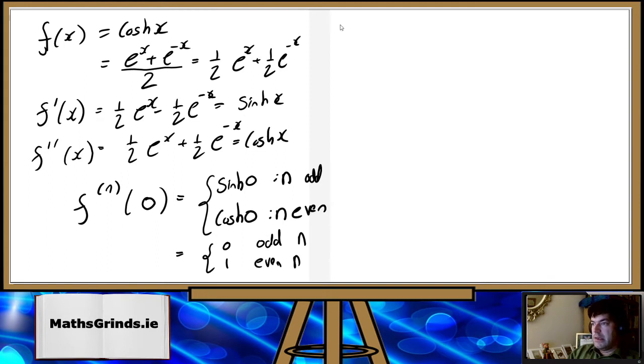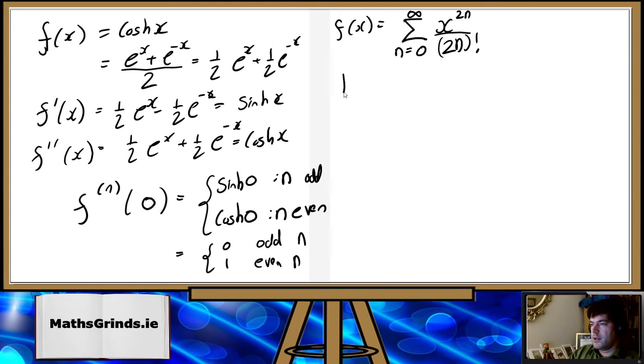So the Maclaurin series would just be all the evens. So that would just be the sum from n equals 0 to infinity of x^(2n) over (2n) factorial.